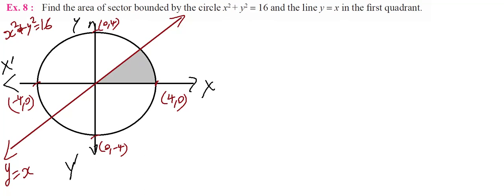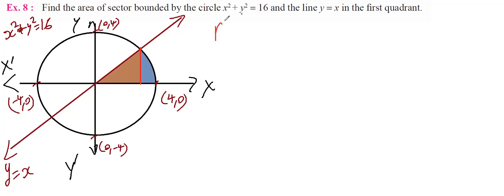So we cannot find this area directly. Why? Because here you have two curves. One is a straight line, second is a circle. So I have to divide this into two parts. I am going to divide from here like this. So this will be my first part, and this will be my second part, and I am going to add these two parts to get the final answer.